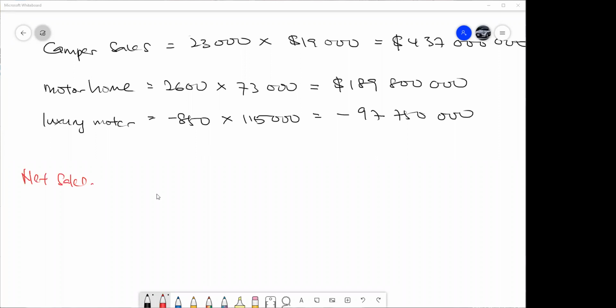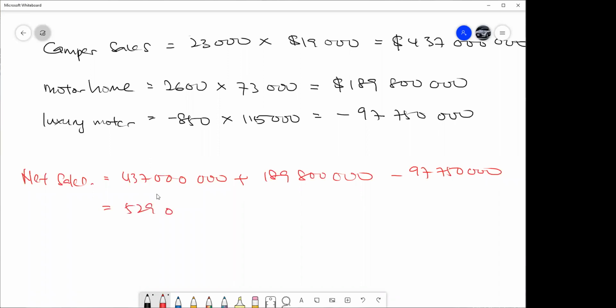All right. So net sales, Stephanie already got it. So net sales is basically the camper sales of 437 million plus 189,800,000 minus 97,750,000. So this will give you 529,050,000.